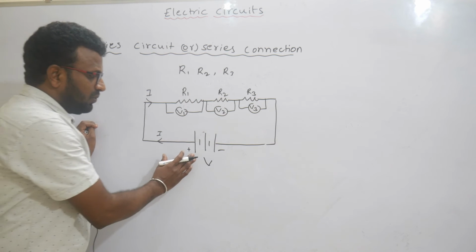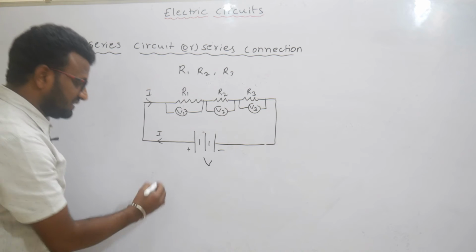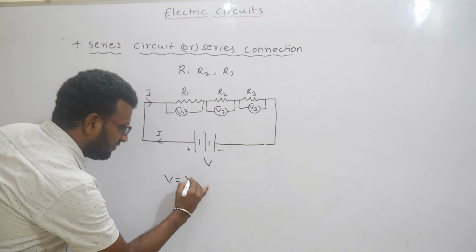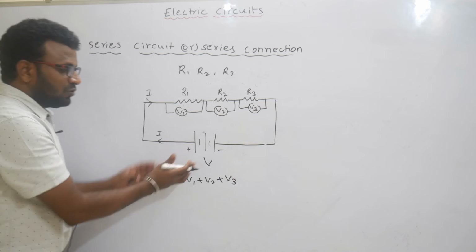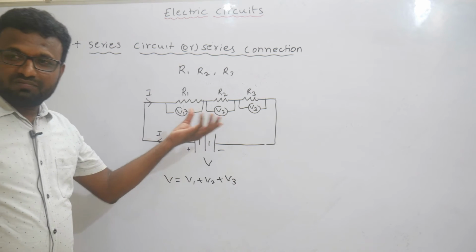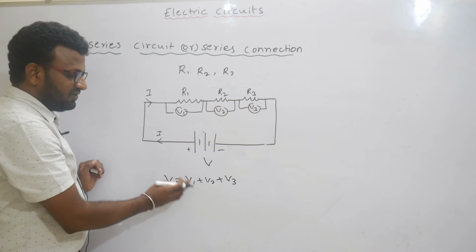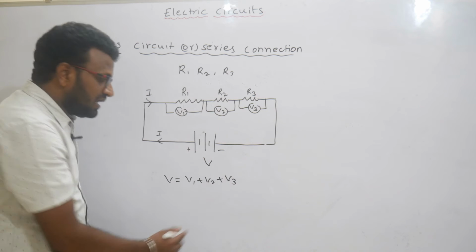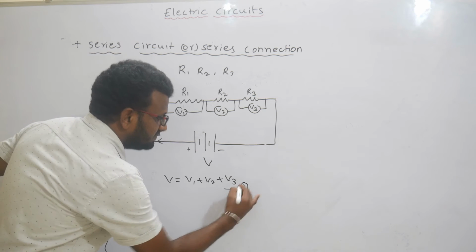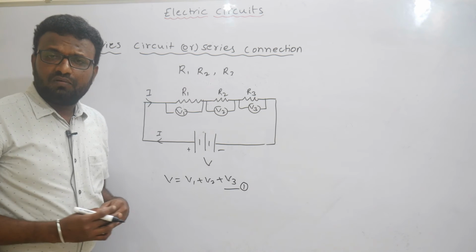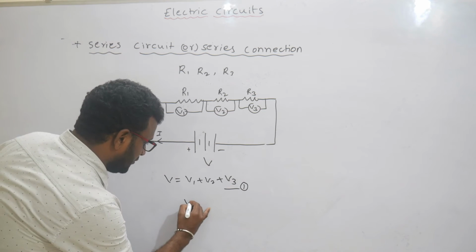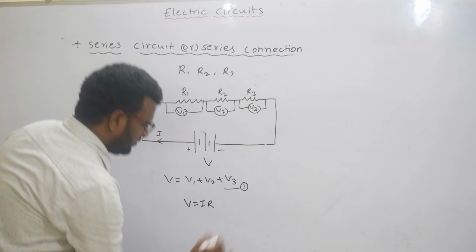Now the total potential in the circuit, V, is equal to V1 plus V2 plus V3. This total potential is equal to the sum of these three potentials. I am going to consider this as equation 1. Now if I apply Ohm's law, what is Ohm's law? V is equal to IR.